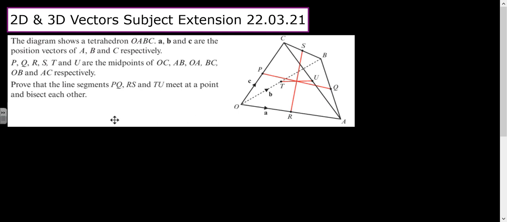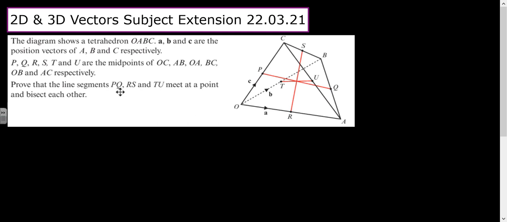We have here, in this first question, a diagram that shows a tetrahedron, OABC. We've got lowercase vectors a, b, and c, which are the position vectors of A, B, and C, respectively. And then we're told that these points P, Q, R, S, T, and U are midpoints. So, getting through all the language here, when we look at P, Q, R, S, T, and U, we just have to remember that they are halfway along the lines that they're on.